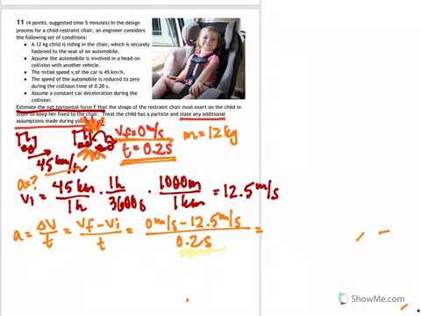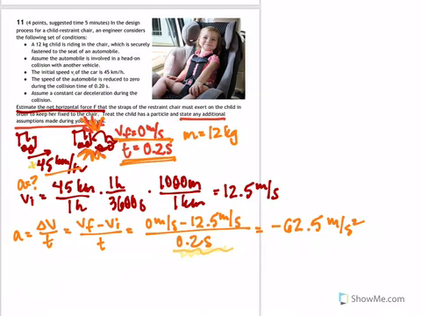I get negative 62.5 meters per second squared. And apparently I'm going to bump with my pinky and leave a bunch of weird orange marks all over the page. So you can ask yourself, does that make sense? It's a pretty big number, but we're also stopping in a pretty small amount of time, like I said. It's a negative number. Does that make sense?